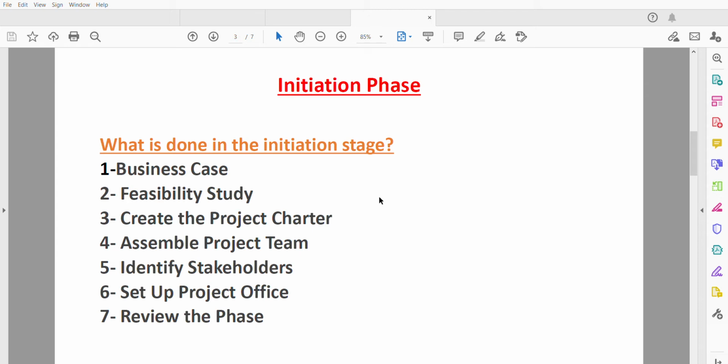And we're going to recap on what we talked about quickly here. So what is done in the initiation stage or phase? We do the business case, we do the feasibility study, we create the project charter, we assemble the project team, we identify the stakeholders, we set up the project office, and at the end we review the phase in order to see that we have covered everything and we have not missed anything, or we may need to revise some of these activities.